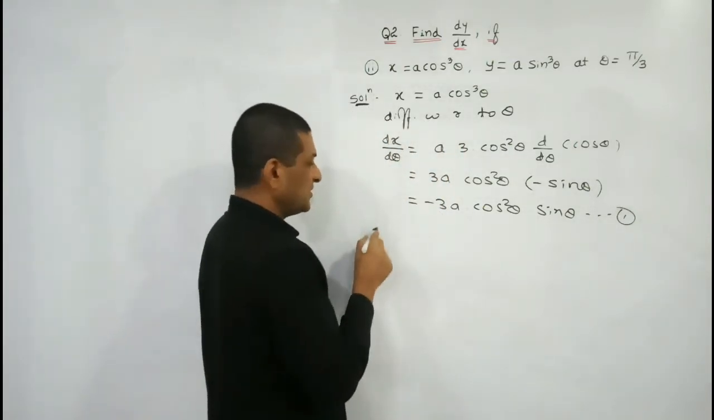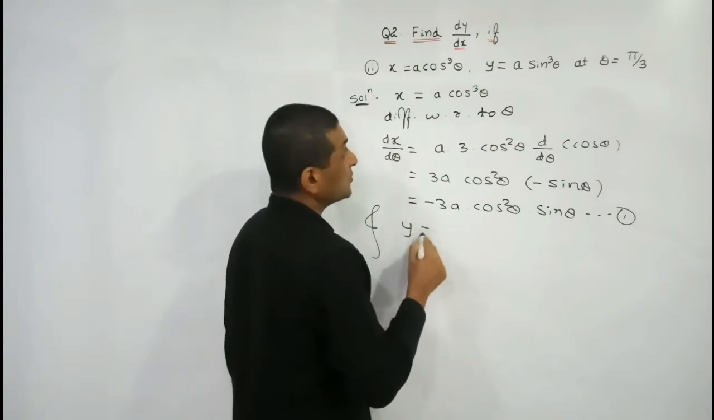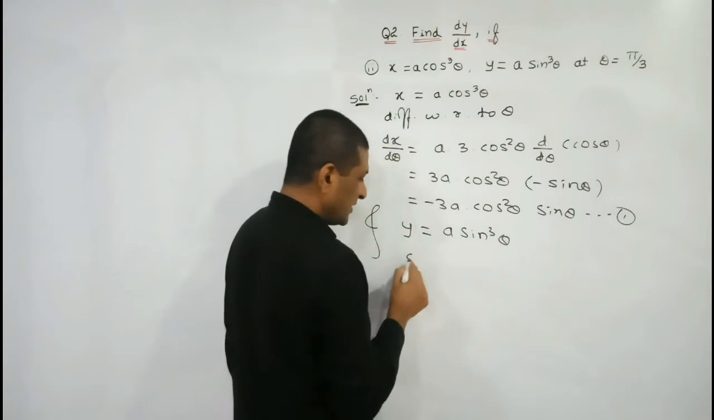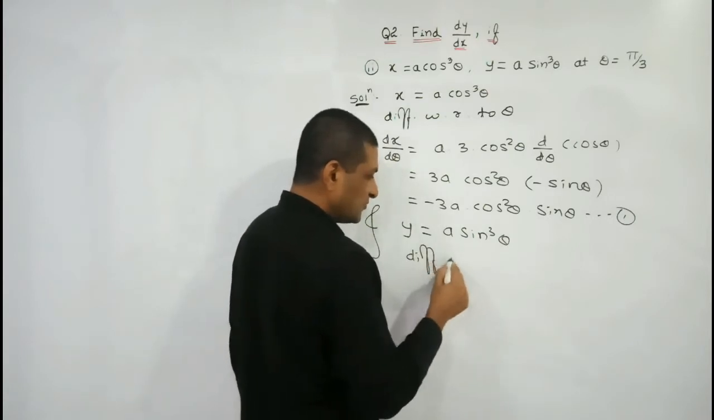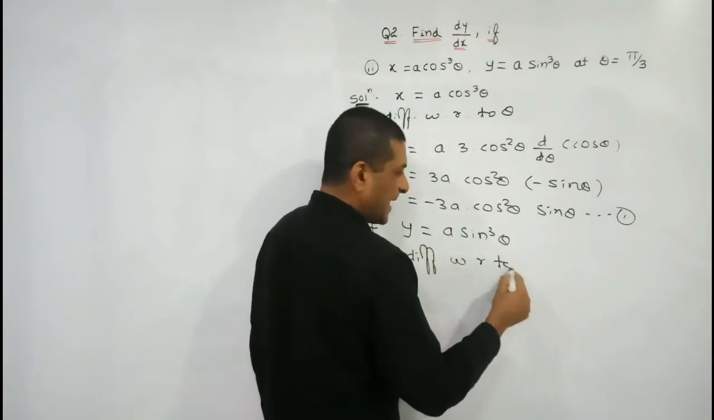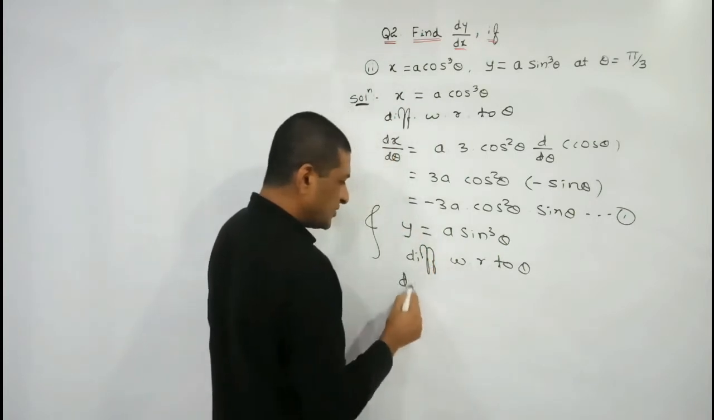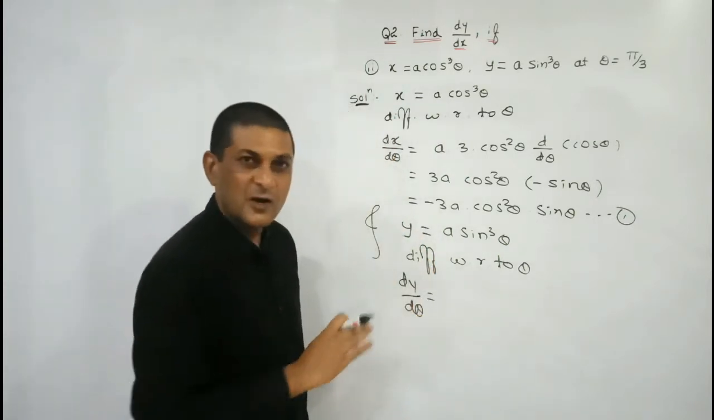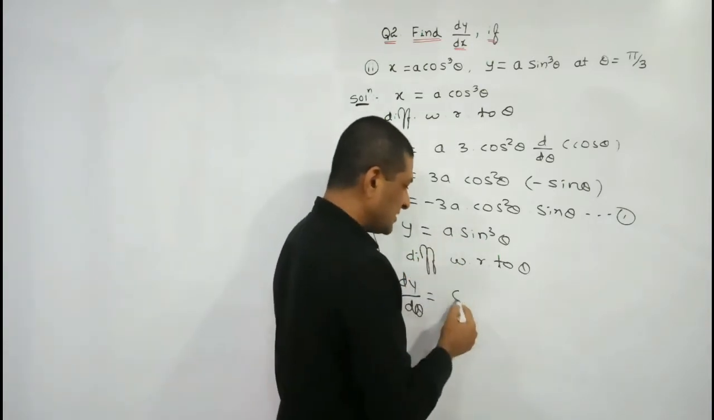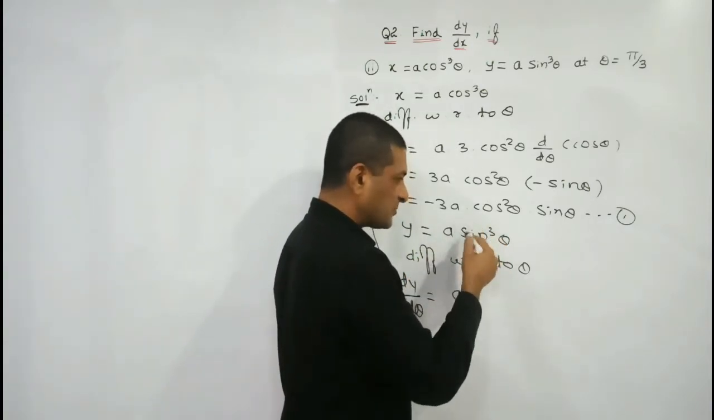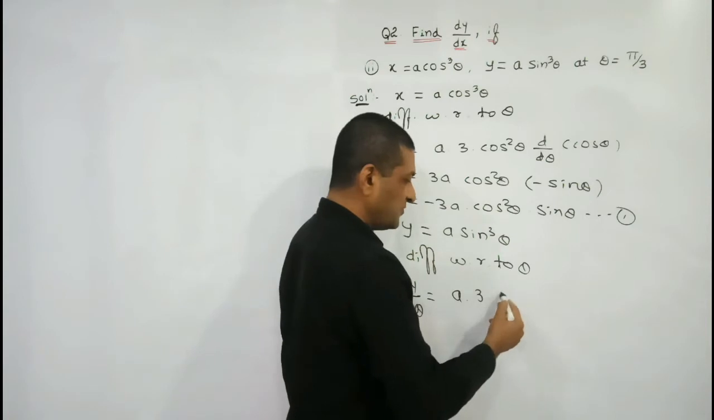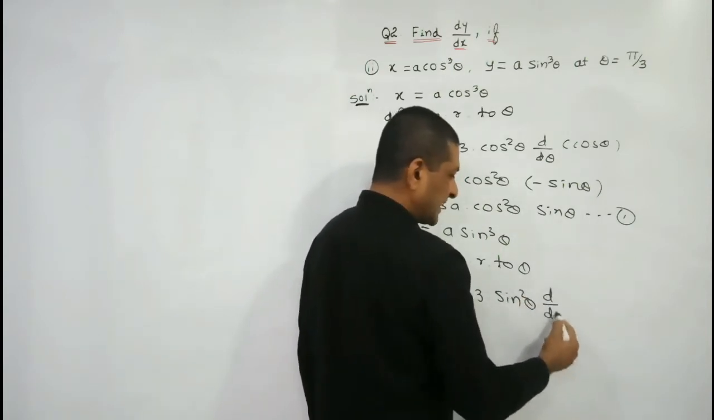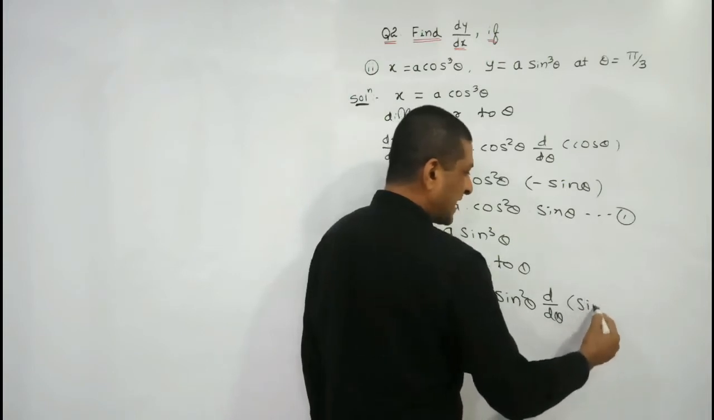Now we consider y, and what is the value of y here? A sin cube theta. So let us differentiate it with respect to our parameter theta. The derivative of y with respect to theta is denoted by dy upon d theta. On this side, a is a constant term, keep it as it is. First take the power of sin cube theta as a coefficient, then decrease its power by 1, into the derivative of sin theta.